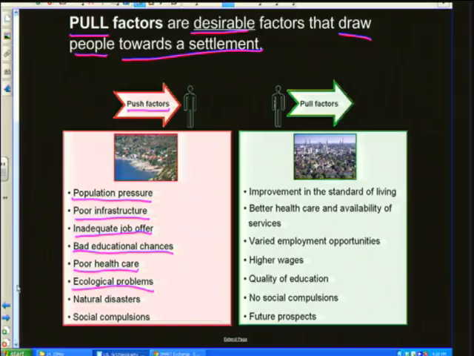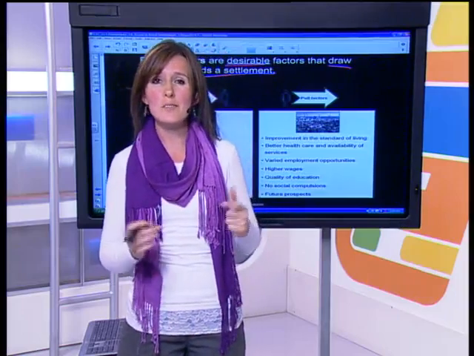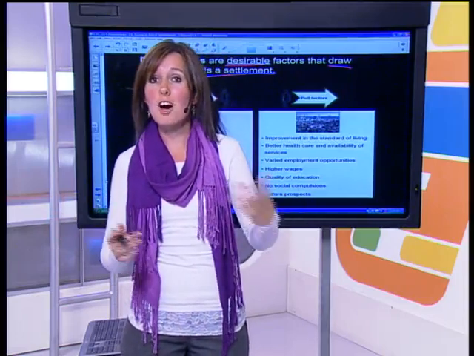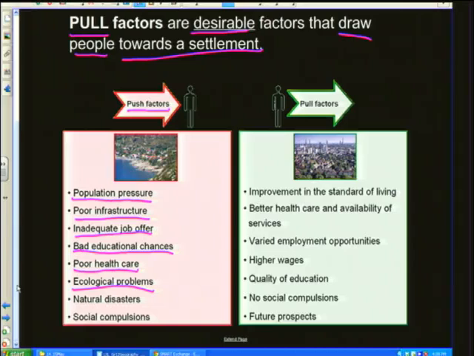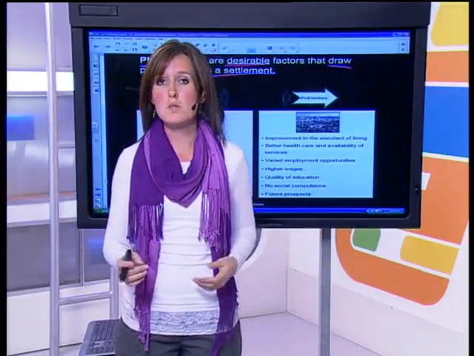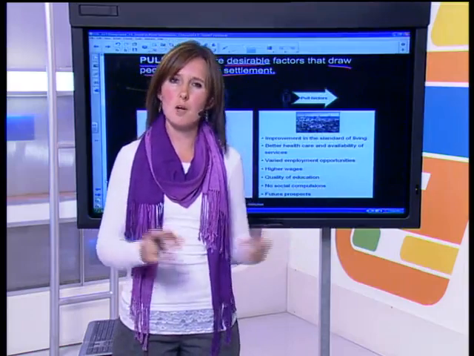Ecological problems, which could include things like soil erosion. Perhaps they've overused the soil and all that valuable, fertile topsoil has disappeared, and now they can't farm for themselves and their family. So a subsistence lifestyle is really not working for them anymore. Natural disasters, floods, droughts, and social compulsions could involve things like security issues. There could be war, which causes people to want to leave an area, civil unrest. All those things are not desirable factors.